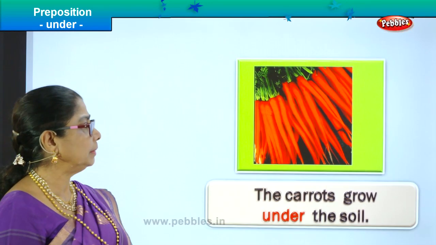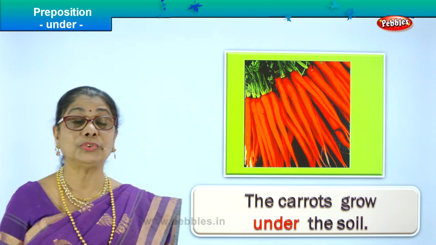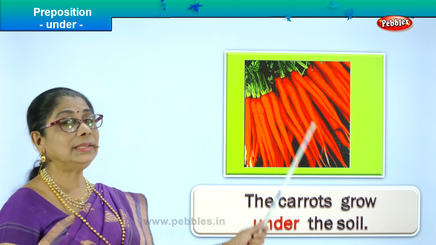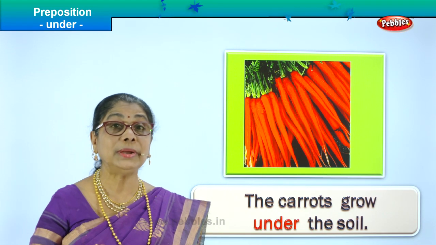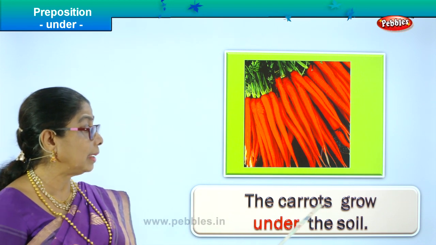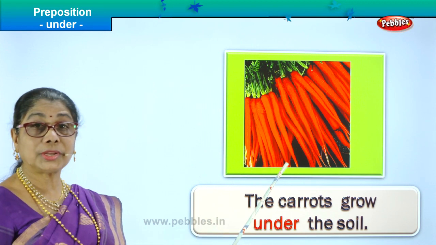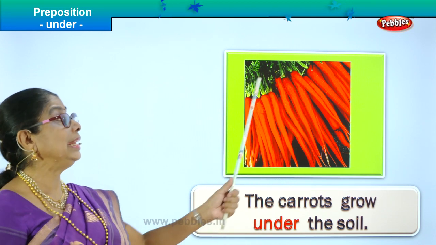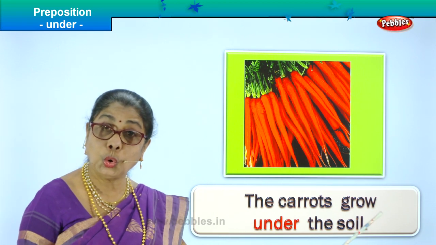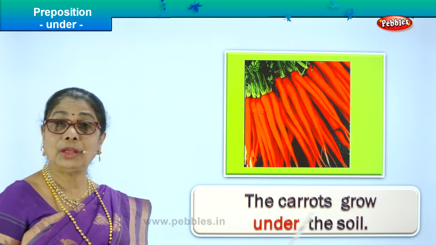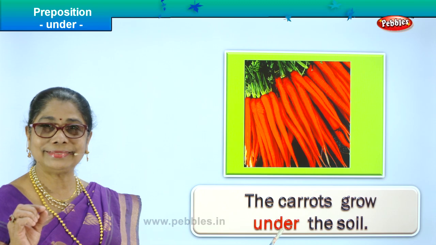Look what we have here. Look, you love to eat carrot? Good. It's good for your eyes. Now all these carrots, what is the carrot? Where does it grow? It's a root vegetable. It grows under. So the carrots grow under the soil. This colored orange carrot, you do not see it, only the green leaf you will see. Where are the carrots? The carrots grow under the soil. What is under? The preposition. We are looking at preposition under. Good.